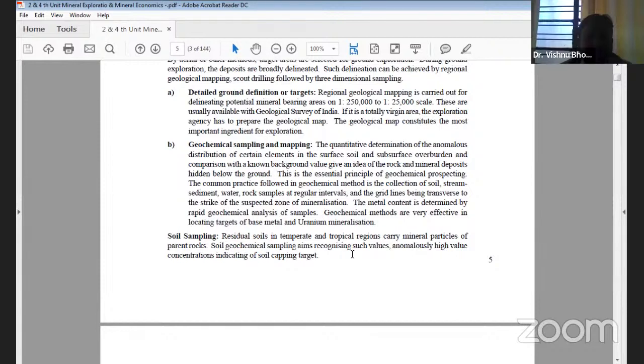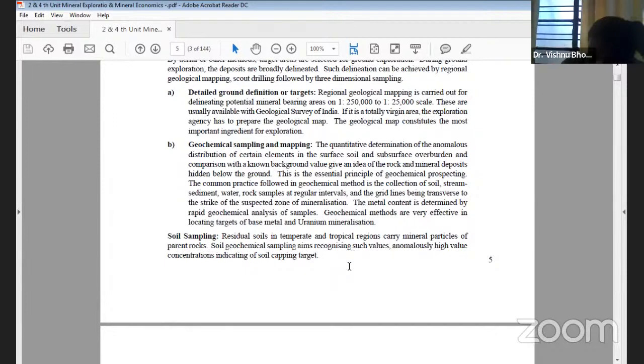Once we collect the samples from the different locations of those areas, rapid geochemical analysis follows. Geochemical methods play a very important role, giving very accurate results and clear information about the target areas. So, where do we collect the soil sample?